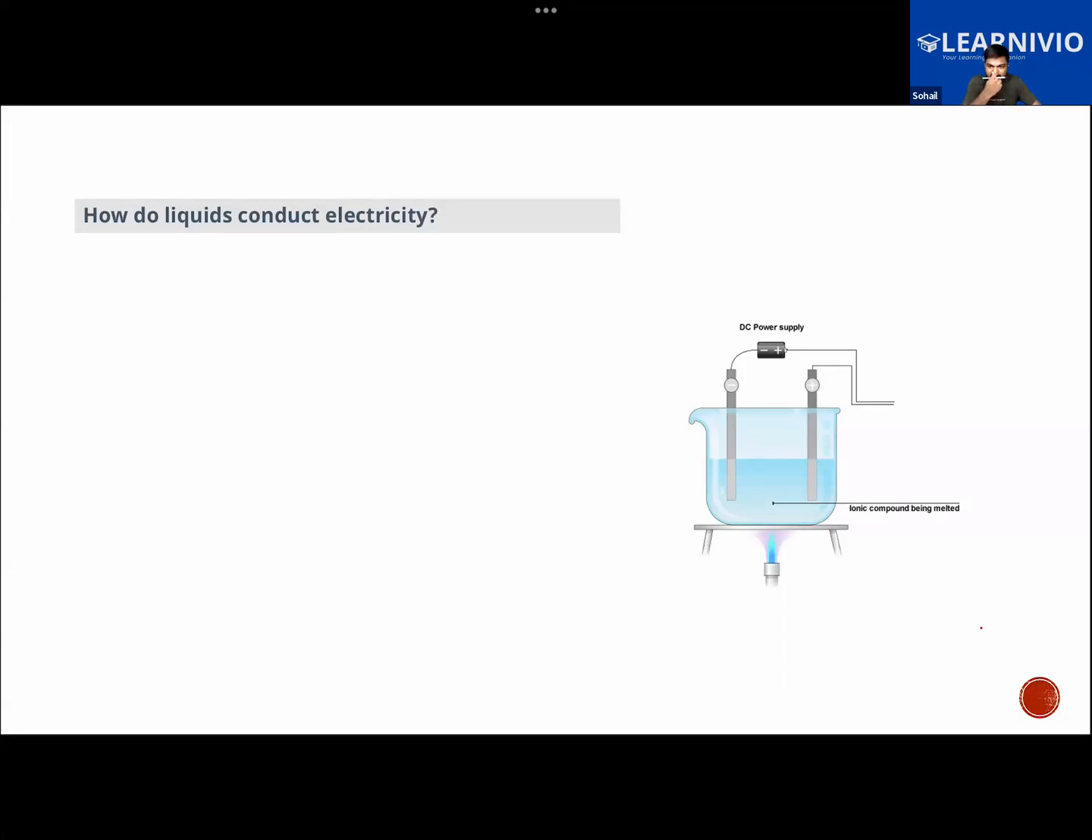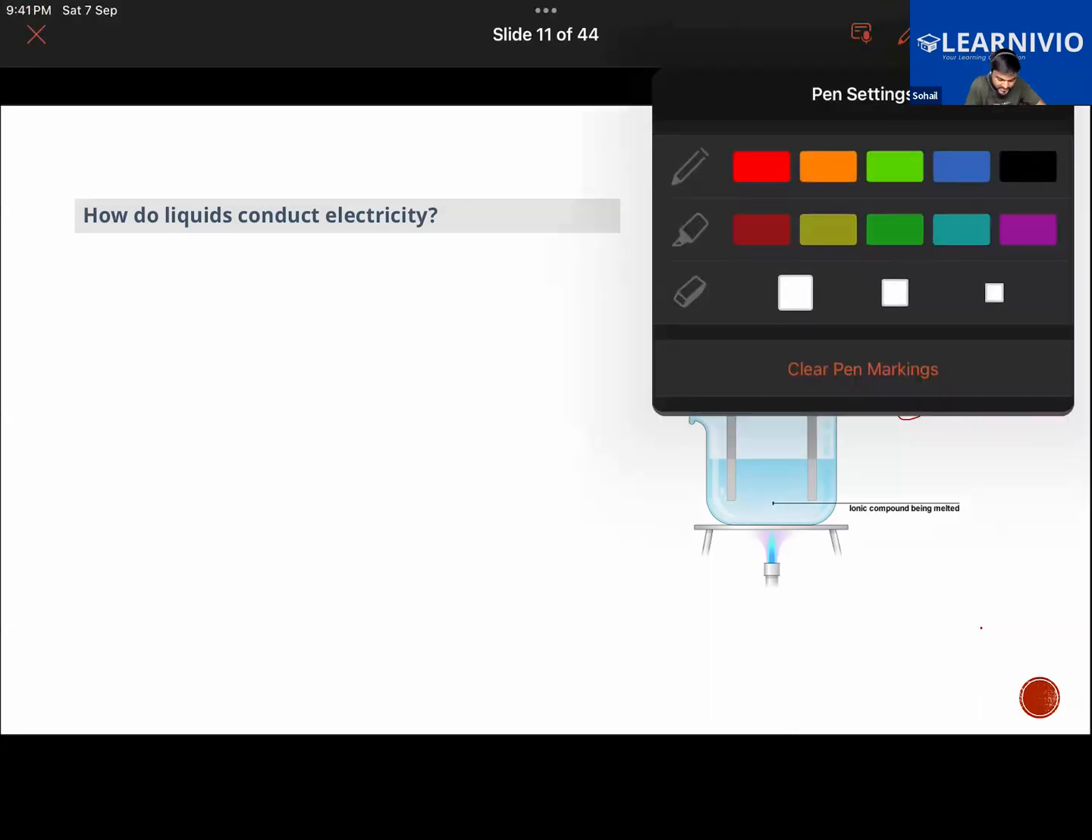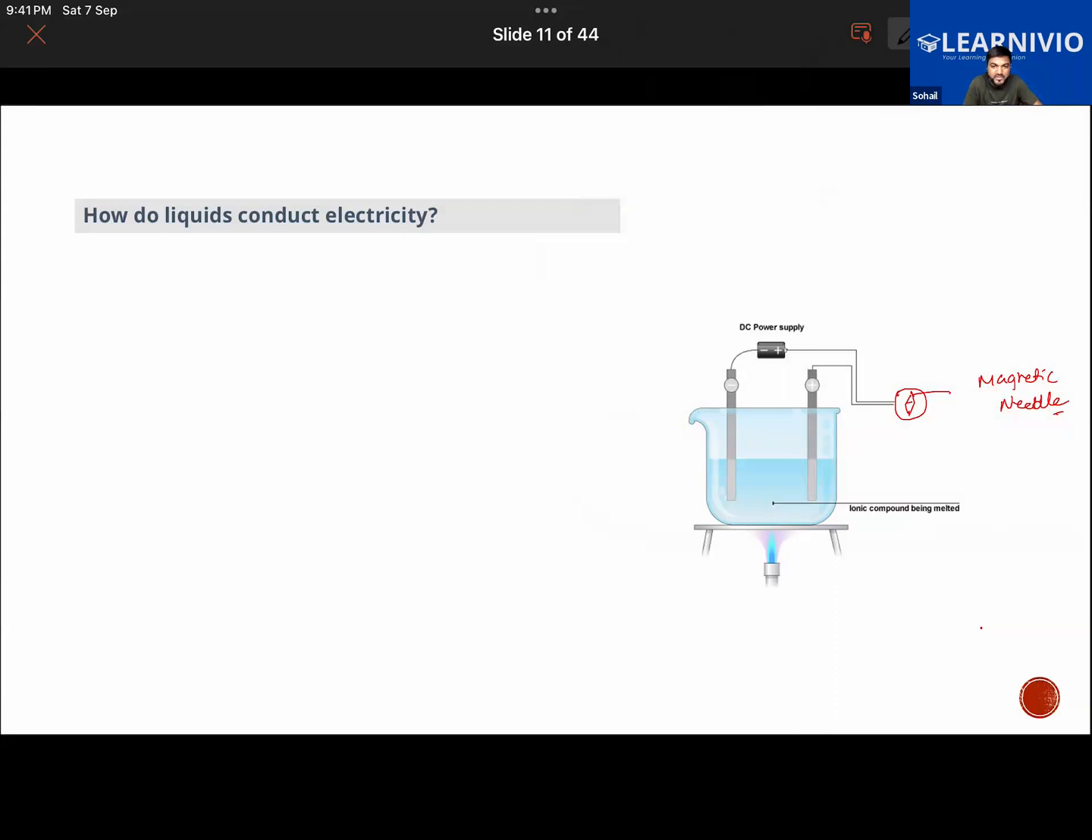So let us say that you have connected a magnetic compass here. This is the magnetic needle. This is the magnetic needle here. Where does the magnetic needle point to? In which direction does it point? The magnetic needle, in which direction does it point?